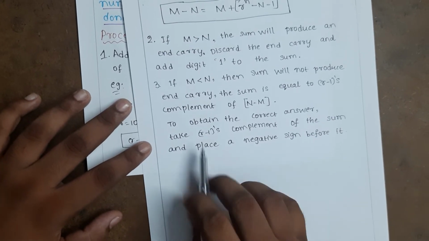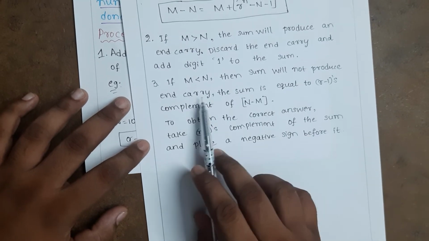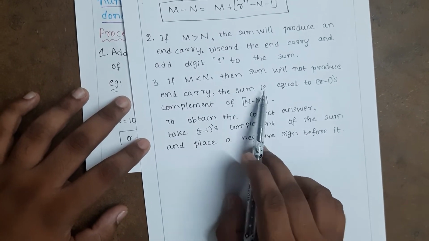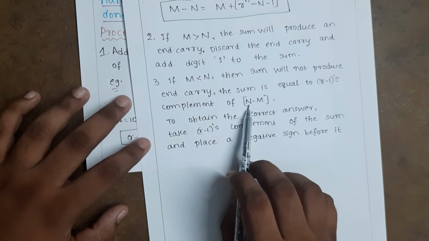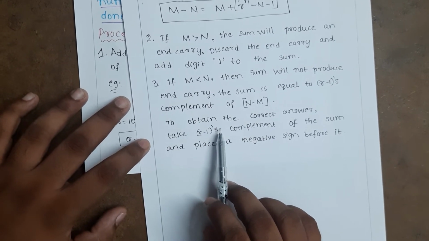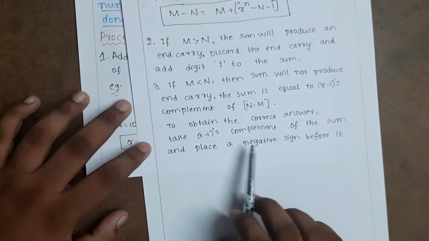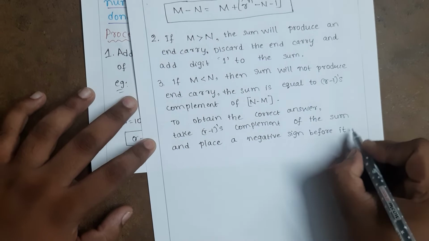So this is the third step. If capital M is less than capital N, the sum will not produce an end carry, so it is equal to the r-1's complement of capital N minus capital M. To obtain the correct final result, we should again take the r-1's complement of the sum and place a negative sign before it. This is the third step.